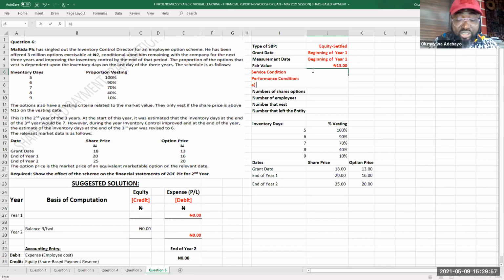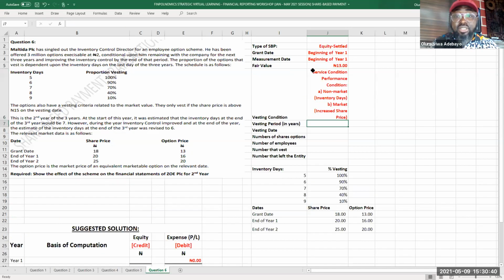The first performance condition is non-market. Non-market condition is the inventory holding period. Yes, inventory days. That means the lower the inventory days, the more turnover you make. And the second condition is market condition. That market condition is increased share price, or maintaining share price not to fall below 15 naira.